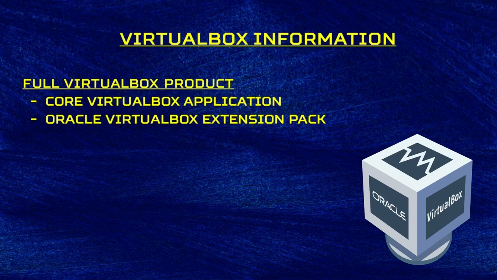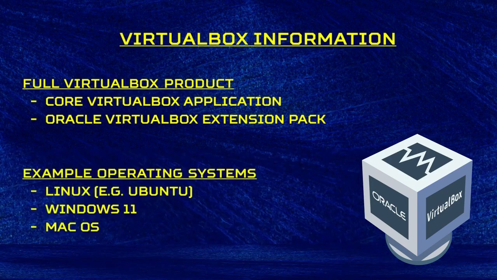VirtualBox allows you to run different types of operating systems on your main PC, for example, Linux, Windows 11, or Mac OS. It does this by presenting an image of a generic PC to any operating system you install in it, without impacting the software or settings you have on your main host computer. This capability is known as virtualization.